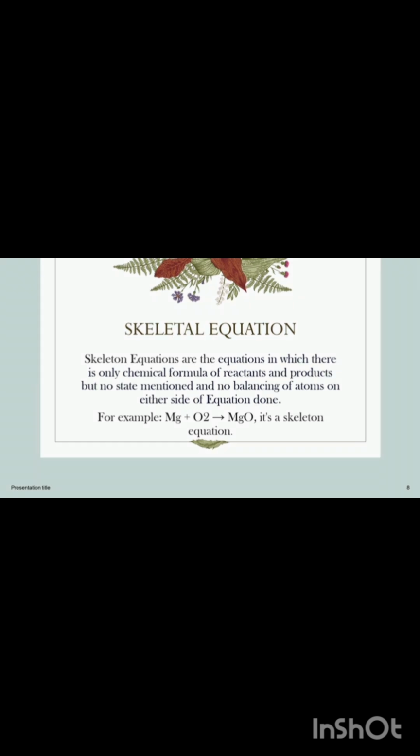First, let us see skeletal equations. Skeletal equations are equations in which there are only the chemical formulas of reactants and products, but no states mentioned and no balancing of atoms on either side of the equation. Keep in mind that whenever you write a chemical reaction, you first write each chemical in symbol form. For example, Mg is magnesium, O2 is oxygen. Magnesium is reacting with oxygen, so Mg plus O2, and the arrow means that when they react together, it forms magnesium oxide.